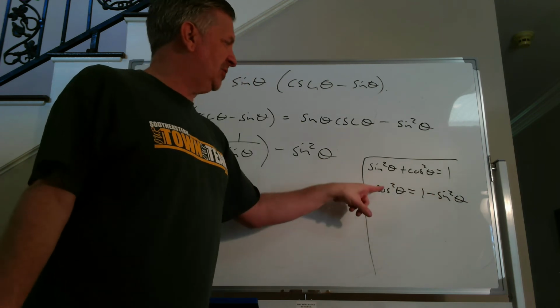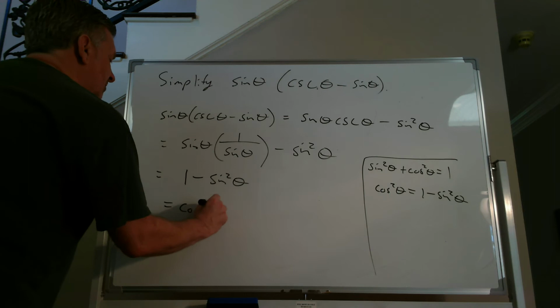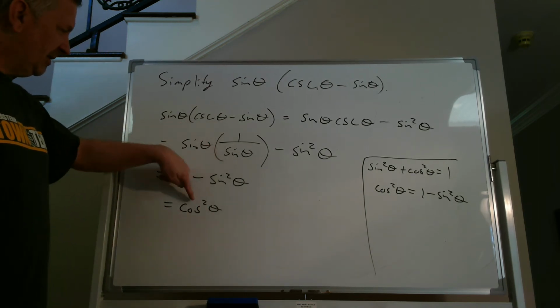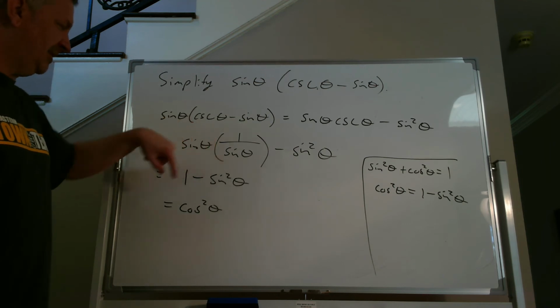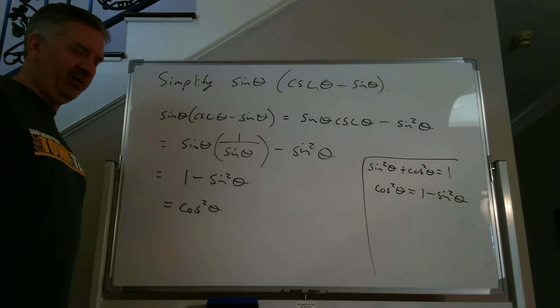1 minus sine squared is cosine squared. So 1 minus sine squared is cosine squared, which is simpler. This is a trig function squared, that's a trig function squared, but this is 1 minus that trig function squared. So this is simpler. And you can't get much simpler than the power of a trig function.